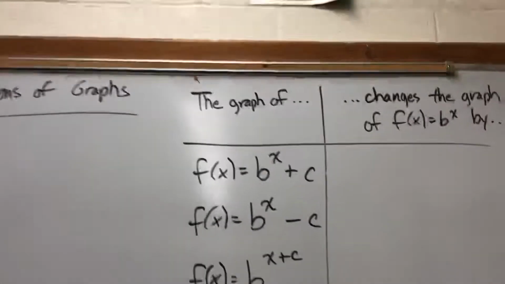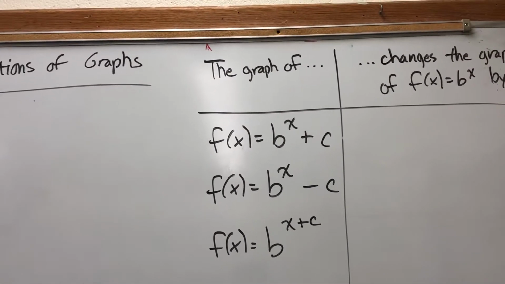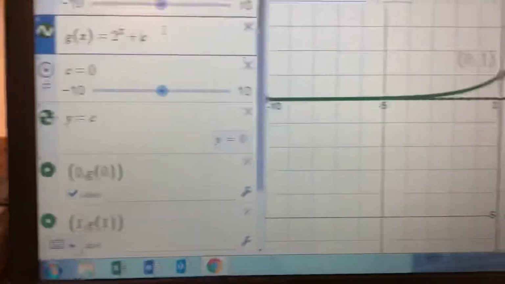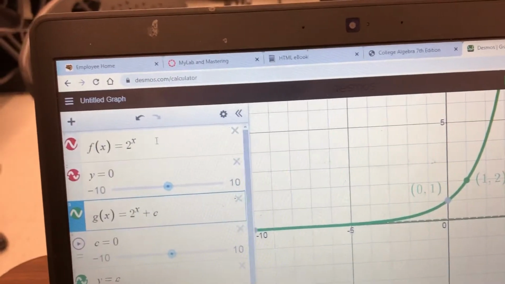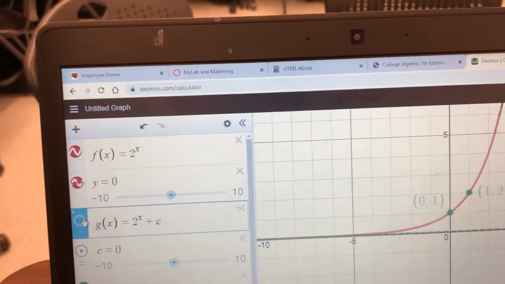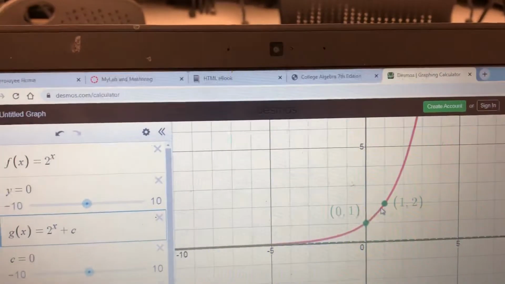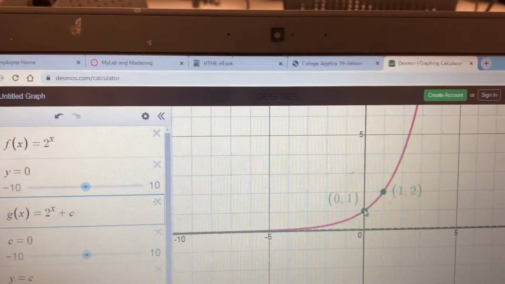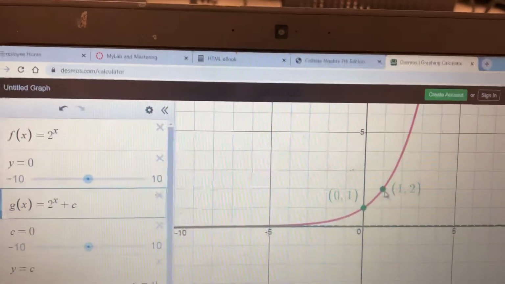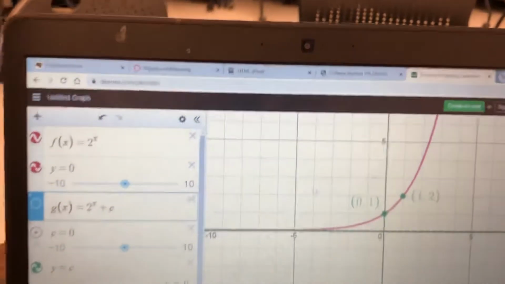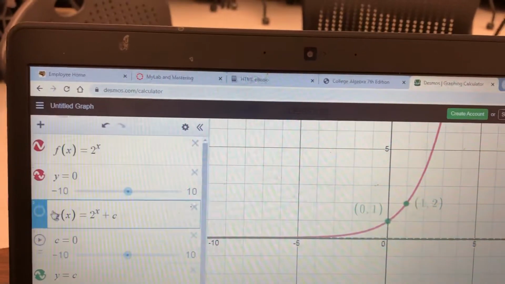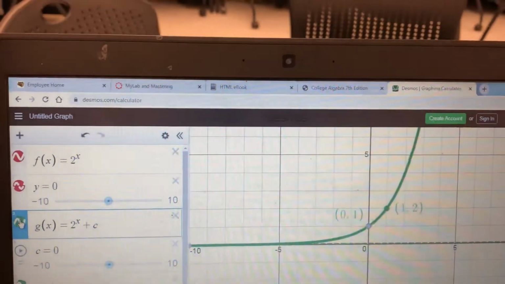So let's start with the first one that says f of x equals b to the x power plus c. Now, for this particular example, I've already got an exponential function set up in Desmos. The one I have set up in particular is f of x equals 2 to the x power, the one that we've been using. And it's that graph in red, and if you notice, I've got a couple points already labeled on it. The y-intercept and what I casually call the base point, because the y-coordinate is the base of the function. But I've also got another graph set up that's going to be in green, so there it is.